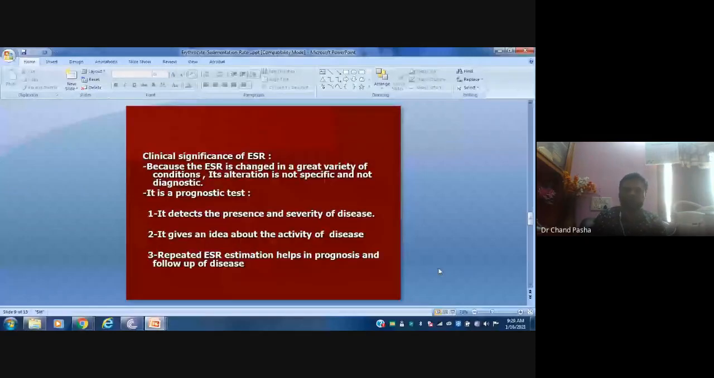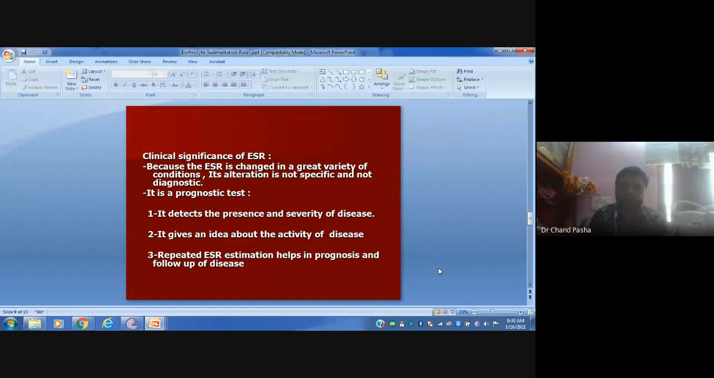This is what I told you in the beginning. The significance: it is not a specific diagnostic marker. I told you ESR increases in several conditions. It could be an injury, or it could be cancer, or whatever may be. So in different stressful conditions, cells will get aggregated, and that will lead to the increased ESR.